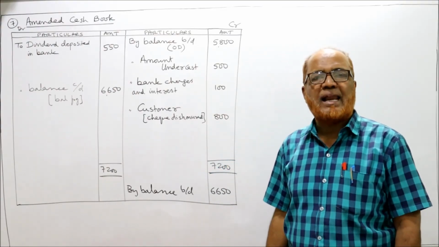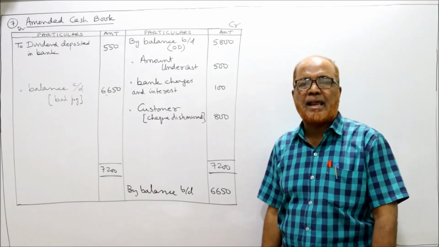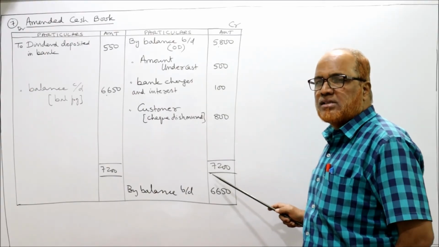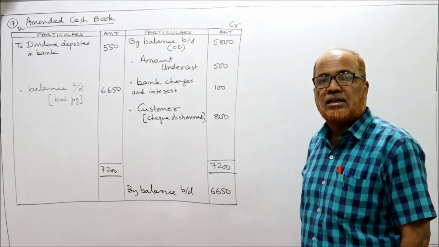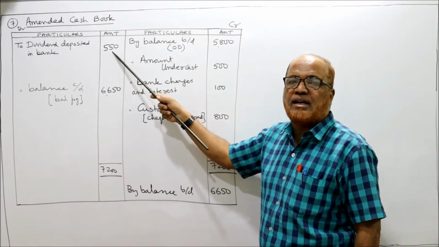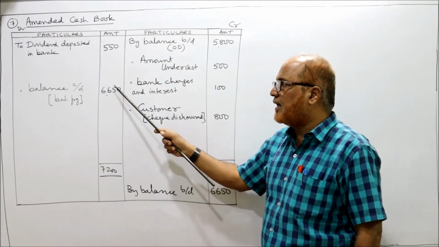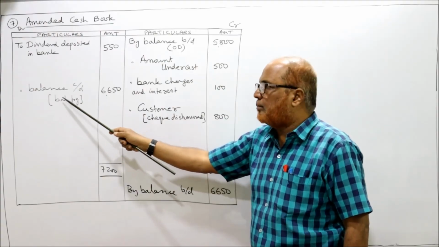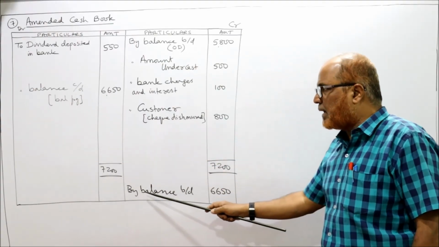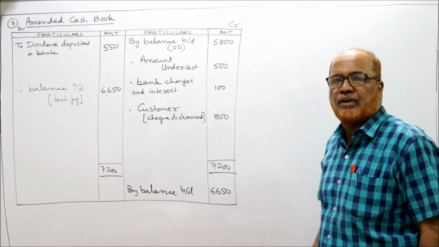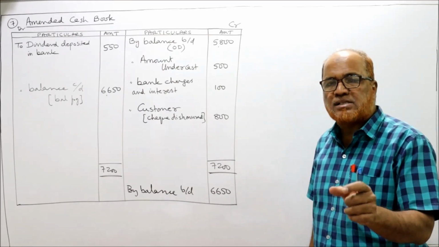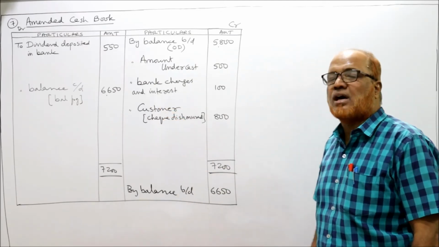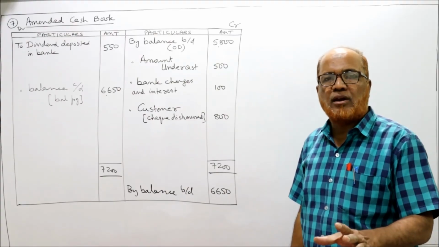Now we have to find out the balance in the amended cash book. If I take the total of the credit side, it comes to 7,200. 7,200 is the total on the credit side. So 7,200 minus the debit item 550, the balancing figure we are getting is 6,650. By balance carried down, the balancing figure, and below the total, by balance brought down 6,650. So the overdraft as per the amended cash book is 6,650.